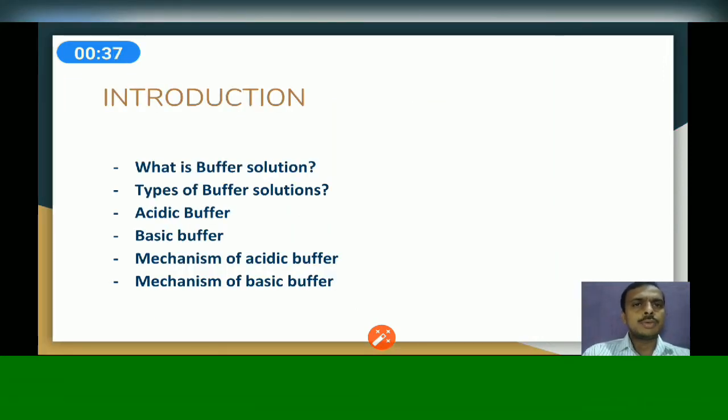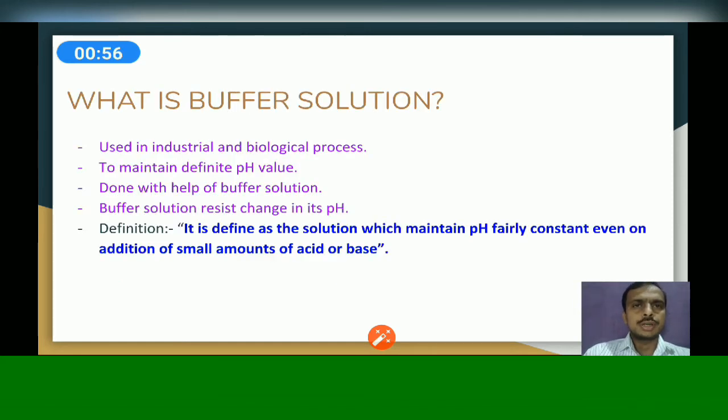Today, I am going to introduce what is buffer solution, types of buffer solution, what is acidic buffer, what is basic buffer, and their mechanism. Now we have to learn firstly what is buffer solution.